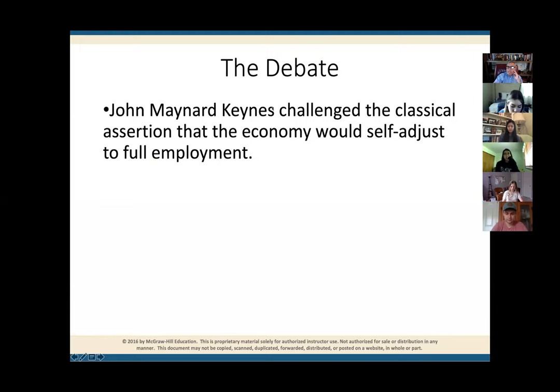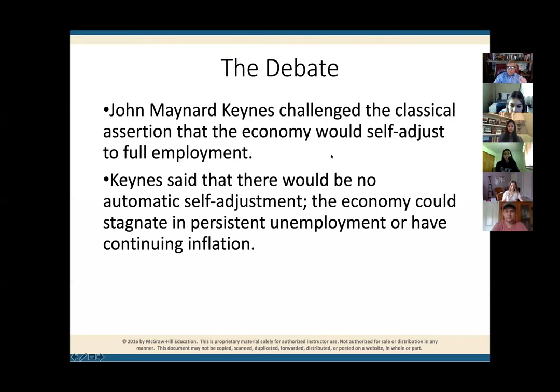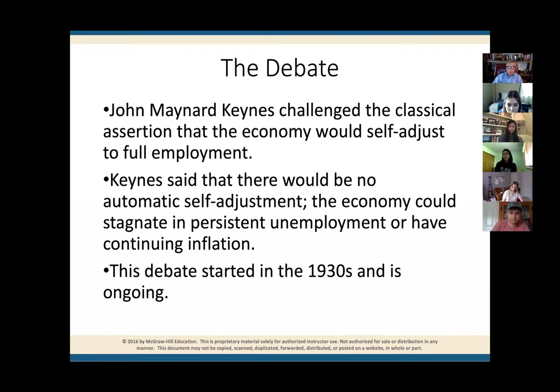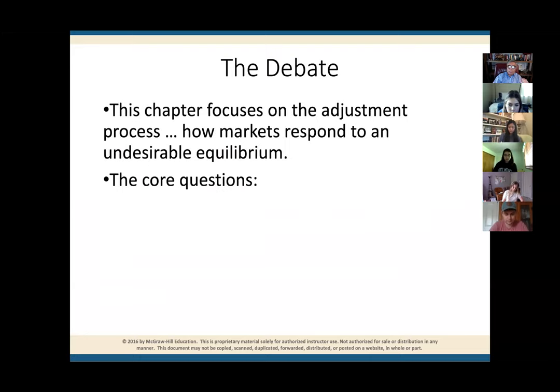So John Maynard Keynes actually challenged the classical assertion that the economy will always correct itself, right? He actually said those automatic self-adjustment mechanisms do not actually exist, right? And if we don't do anything, this unemployment is going to continue. And again, it's a review, you already know this. And again, this idea of government intervention began to appear in the 1930s when we were beginning to go into a recession.